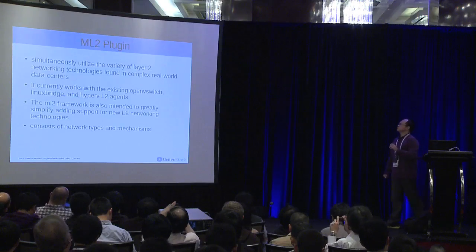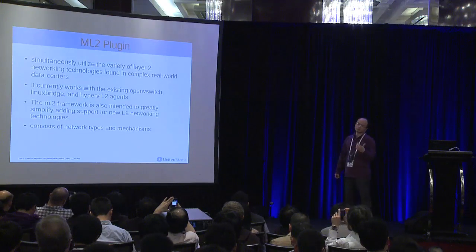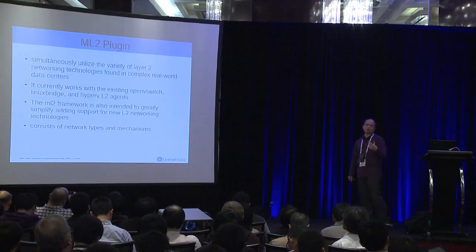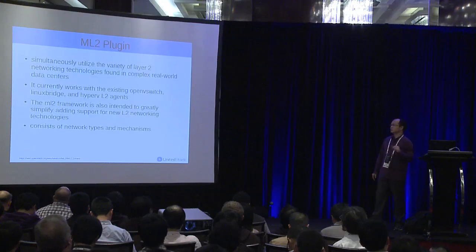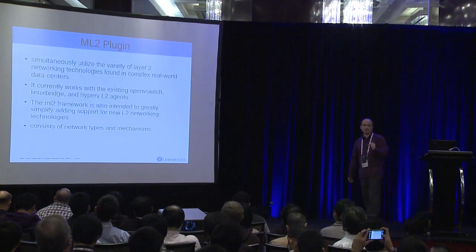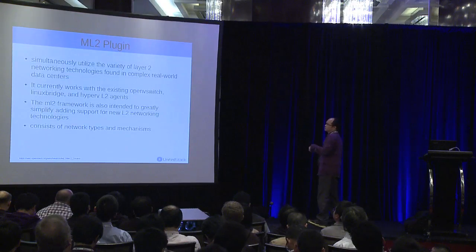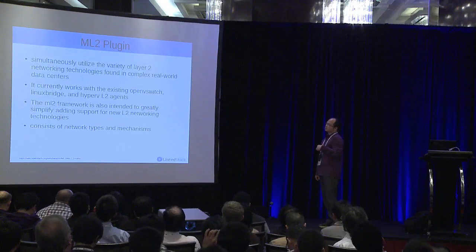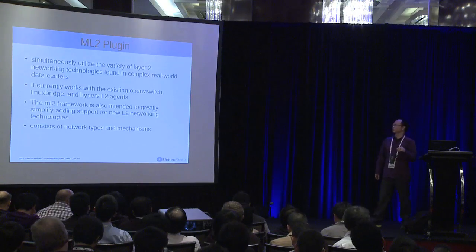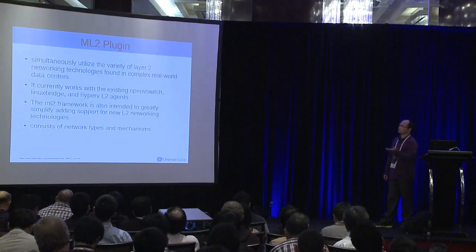So let's talk about the ML2 plugin. The ML2 plugin is currently the most popular and the default plugin in the Neutron project. It has deprecated the Linux bridge plugin and Open vSwitch plugin and some others. So it should be the future's trend.